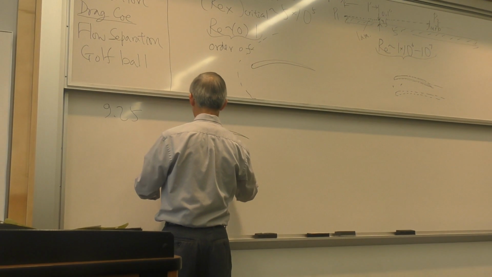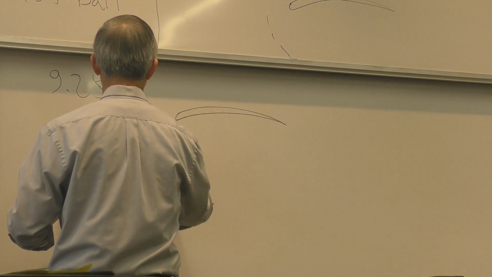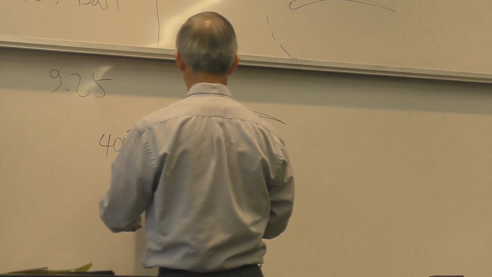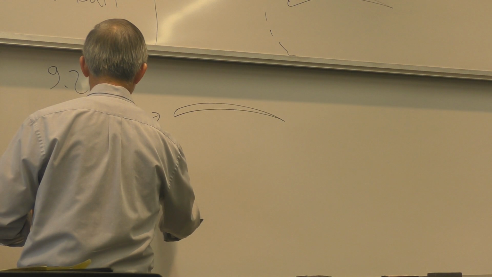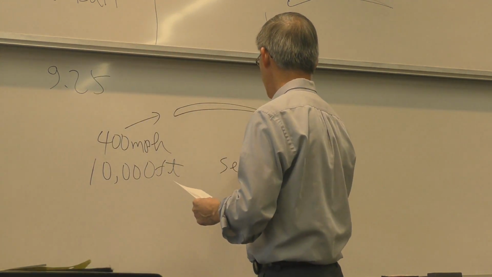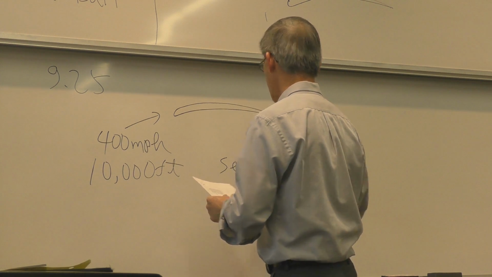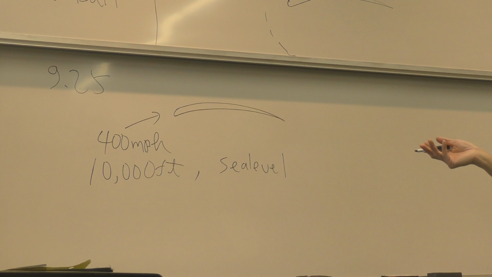An airplane that's flying at 400 miles per hour at 1,000 feet versus at sea level, steady. And this is a real life engineering problem that I want to relate to you because it's a very expensive problem.